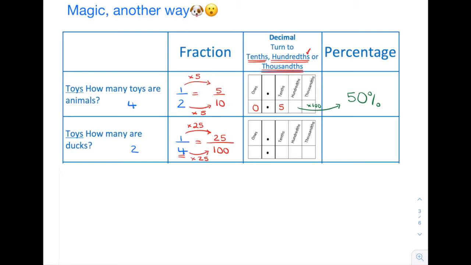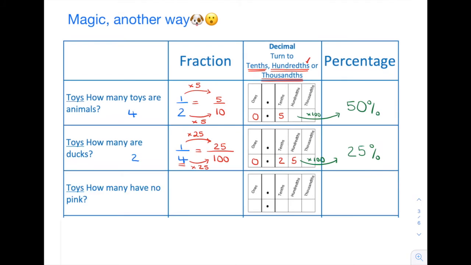So write this in your columns, starting with the hundredths, 5, tenths 2, and then you've got 0.25 for your decimal as before. Convert to a percentage by multiplying by 100. 0.25 times 100 is 25%. How many toys weren't pink? That was 6, being 3/4.